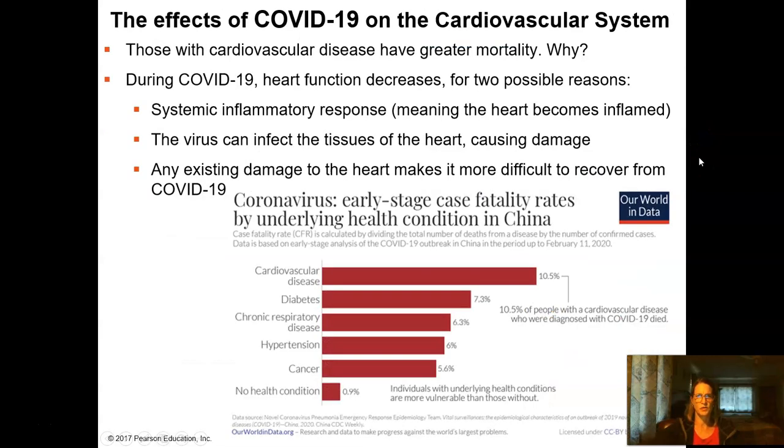So that's how it affects the respiratory system. In terms of the cardiovascular system, it doesn't affect it quite as directly, or at least we don't know for sure why the cardiovascular system is affected by it. But we do know that those with cardiovascular disease have the greatest risk of mortality of those individuals who contract COVID-19. Okay, so here you have cardiovascular disease.